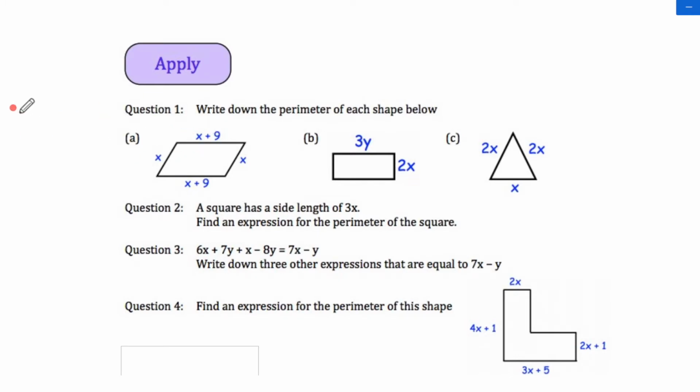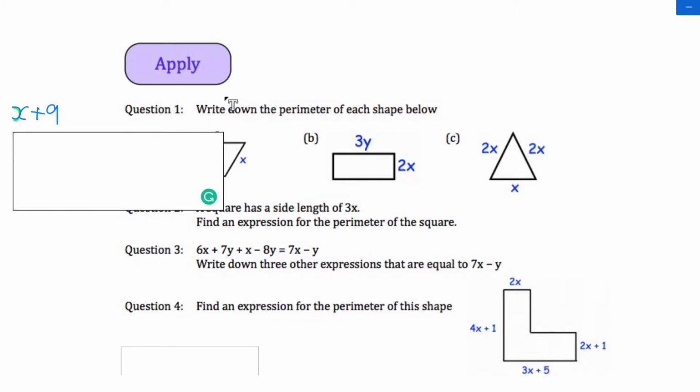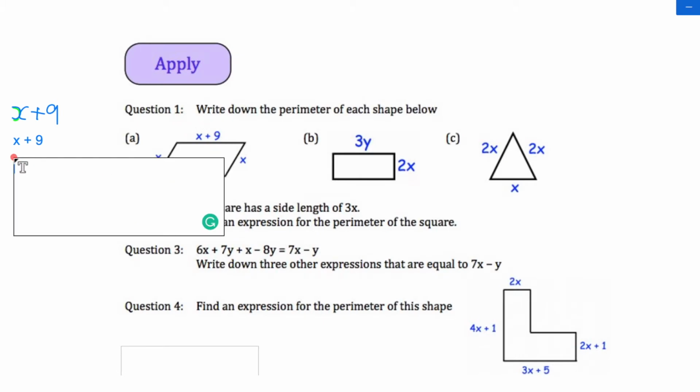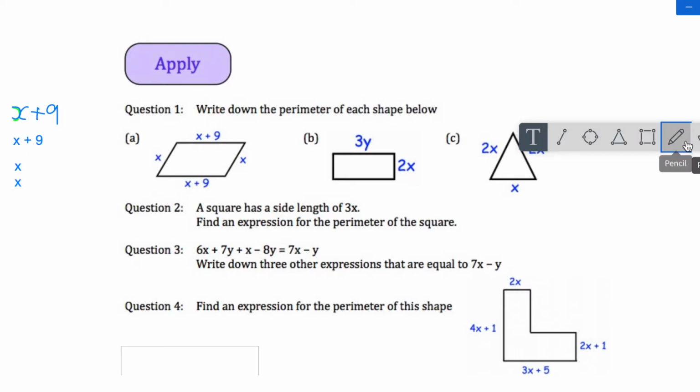For this one, you do x plus 9. I'm gonna take a text. Then we can do x plus 9. x plus 9, x plus 9, and then we have x and x plus another x. Okay, so you can add them all up like that.